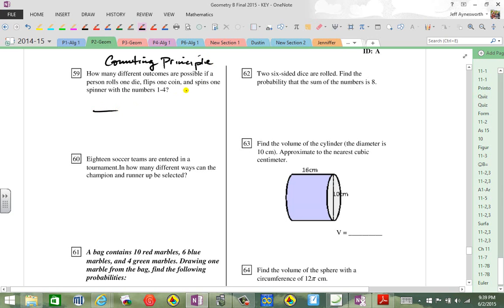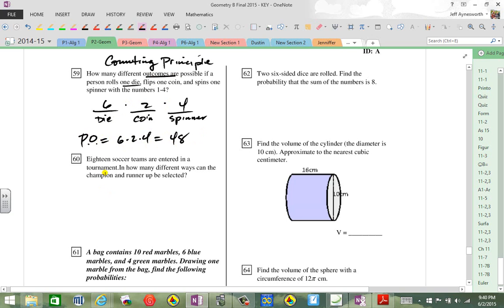Okay, so let me see. We have one die. We're going to assume it has 6 sides, although that's not always the case. You have one coin, 2 sides, and you have a spinner. It has numbers 1 through 4 in it, so it's got 4 possible outcomes. The counting principle says you have to multiply the possible outcomes. So the number of possible outcomes total would be 6 times 2 times 4, or 6 times 8, or 48 possible outcomes. Different outcomes, possible outcomes, PO.